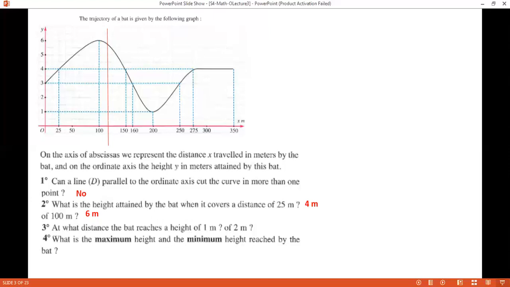They asked us at what distance the bat reaches a height of 1 meter. So now we are given the y and we need to find the x. When the y is 1 meter, what's the x? You follow the graph, it's 200. When the y is 2 meters, what's the x? It's around 170 meters. Now what's the maximum height and what's the minimum height reached by the bat? The maximum height is, as you see, 6 meters, and the minimum height reached is 1 meter.